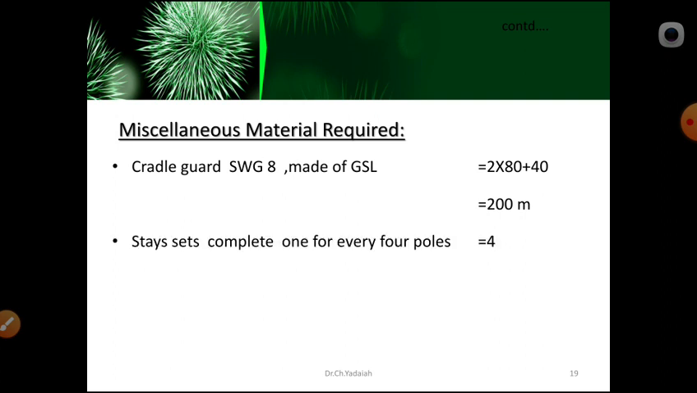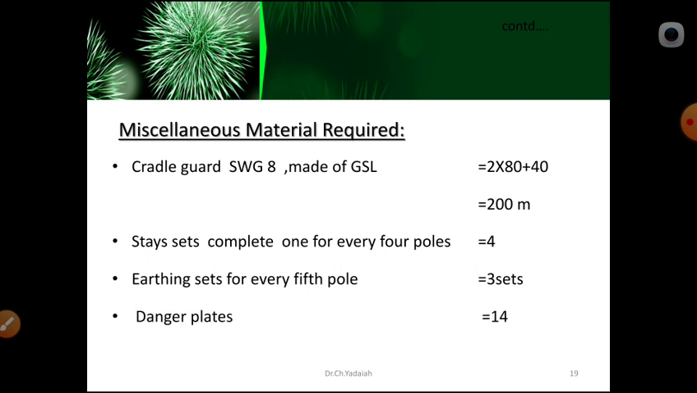Now next is stay sets. Already we have seen that we are going to use them at the starting and ending poles, and at every fifth pole we are going to use 1 stay set. So you can use 4 sets, and earthing also we require 3 sets. Every fifth pole should require 3 earths. Next, danger plates. Each pole we have to keep the 14 plates, 11 kV hazardous, and barbed wire anti-climbing device is 25 kgs. Each pole we have to provide it.